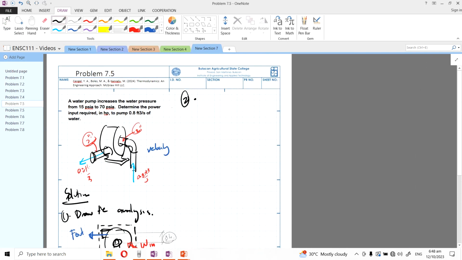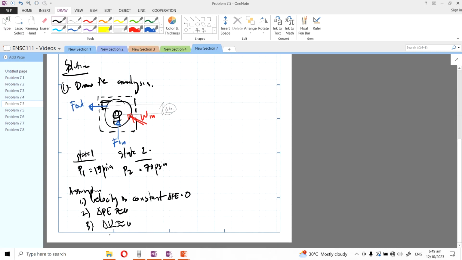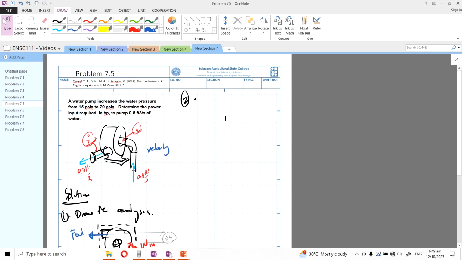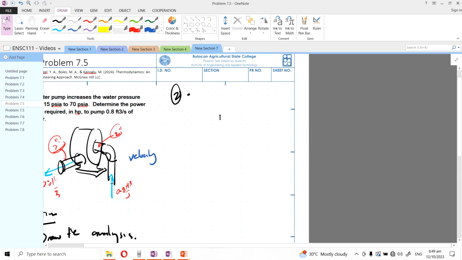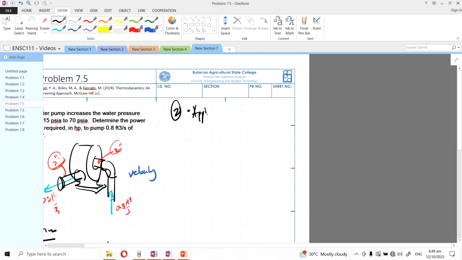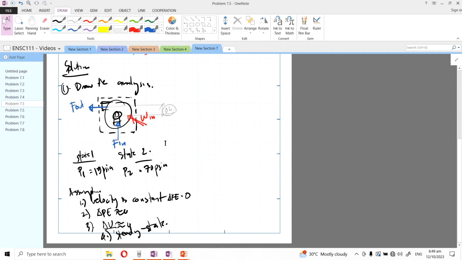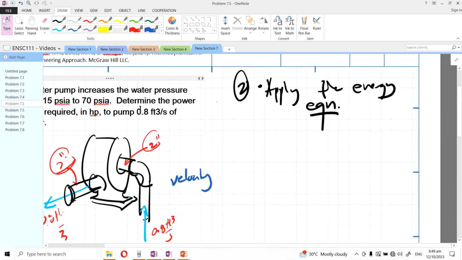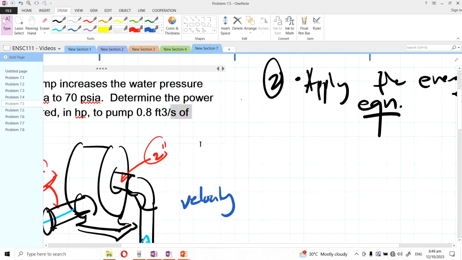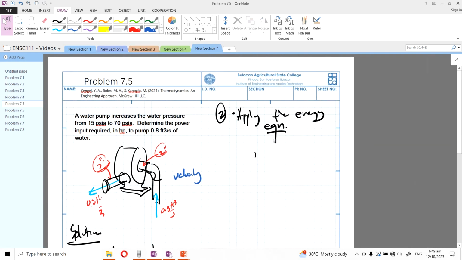Right, so once everything is set, what else? We also need to assume steady state condition. Steady state condition means properties do not change with time. The next step is to apply the energy equation. Okay, what form? Is it total form? Is it rate form? Since we have per unit time here, we'll be using the rate form.